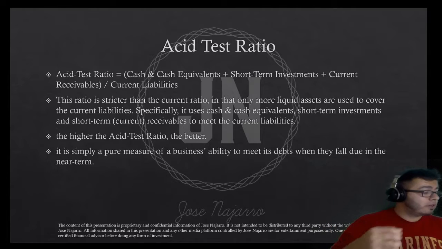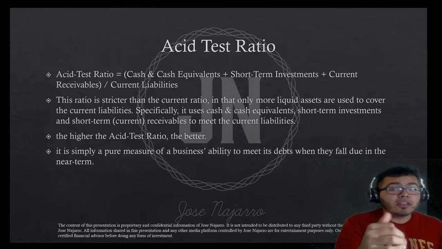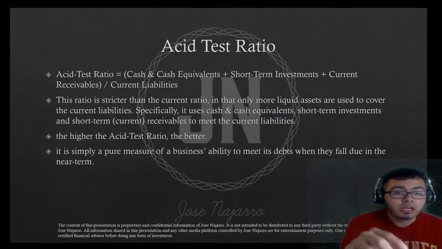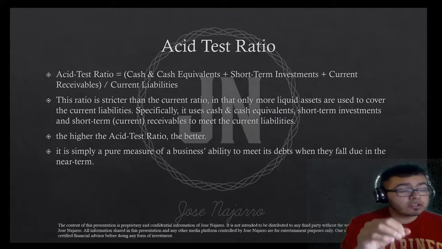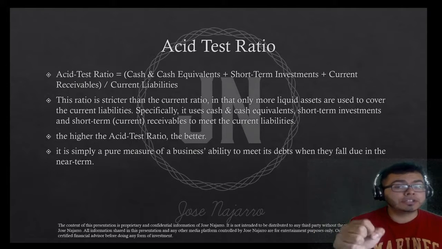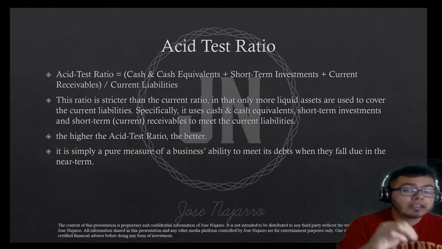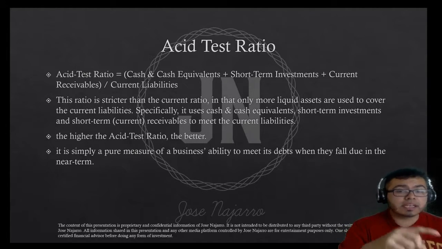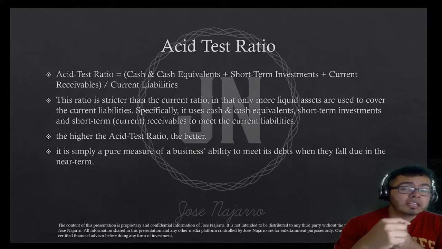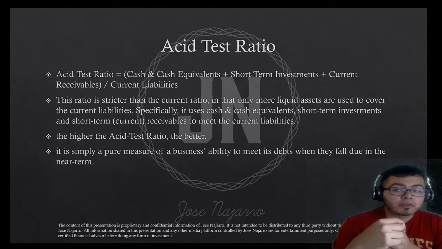So then if you don't want to take a look at current ratios, there's another one called asset test ratio. Asset test ratio is usually a little more strict than current ratio, because in asset test ratios we only take a look at certain assets. So we take a look at cash and cash equivalents. These are things that can be converted super quickly.